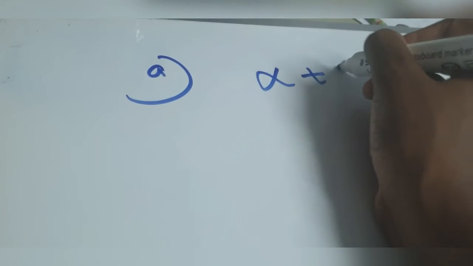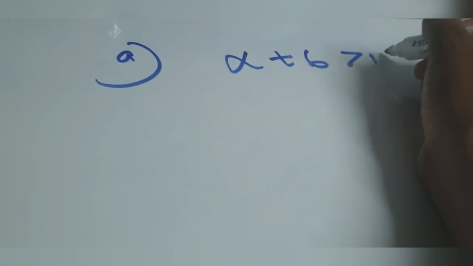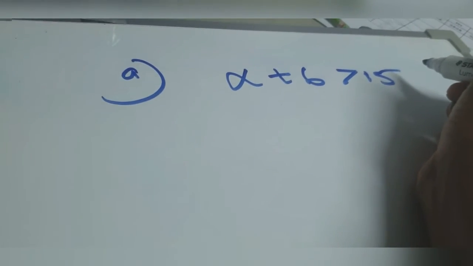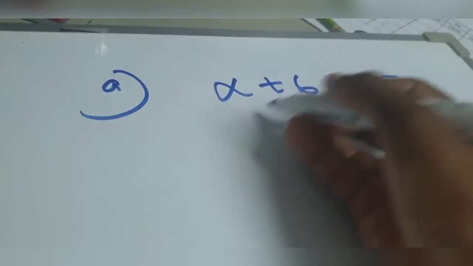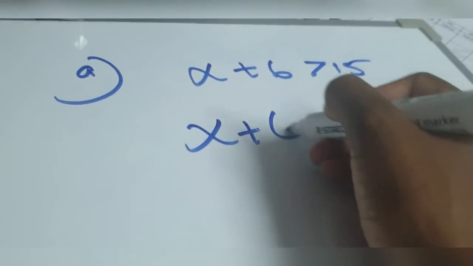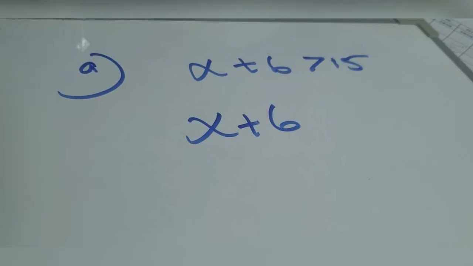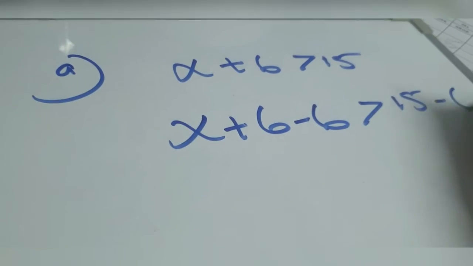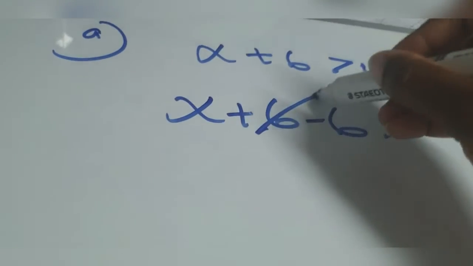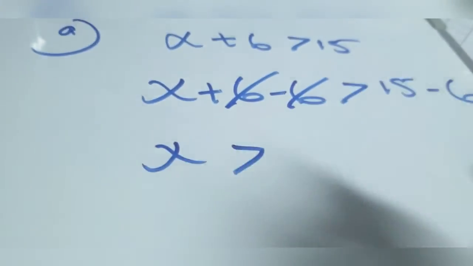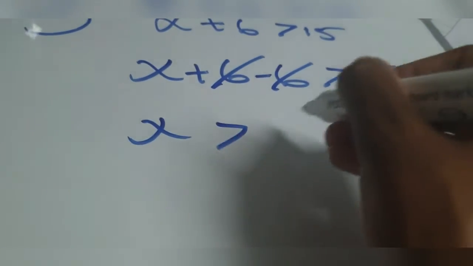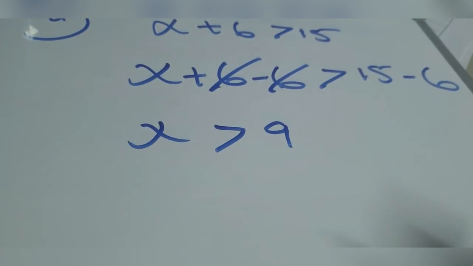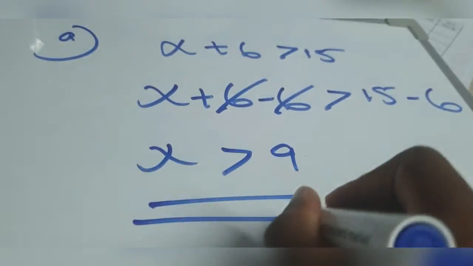Part A, we have x plus 6 is greater than 15. So what are we going to do? When you have plus, you minus. So x plus 6 minus 6 is greater than 15 minus 6. So this and this will cancel each other. You have x is greater than 15 minus 6, 9. Okay? So this is your answer.